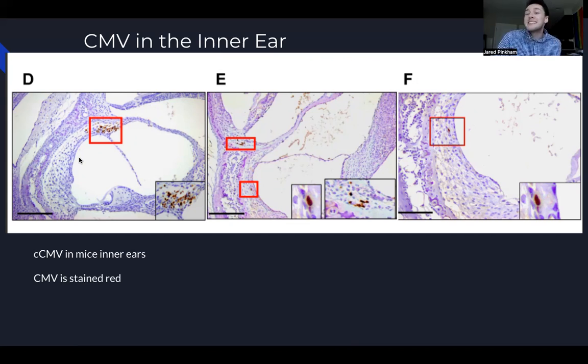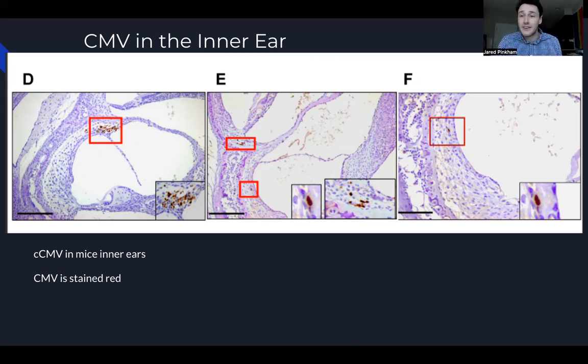Which is very important for what? Potassium production. So when those cells get infected, they're unable to recycle the potassium, unable to produce that potassium. Then we do not have enough potassium in our system to signal that fire in the endocochlear potential.